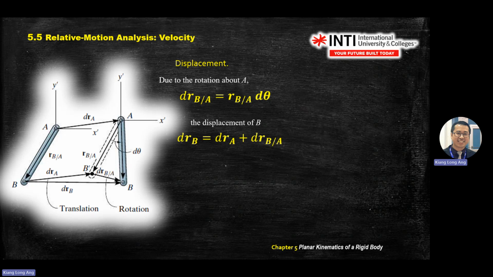Then the displacement of B, this is a vector diagram. This is the resultant. How you get drB: this arrow is a combination of this arrow and this arrow. So you copy this one plus this one, and I get this relationship. So drB is due to translation and rotation. From this point to this point, it needs to translate and rotate: translate here, then rotate here. The drA is the translation of A.